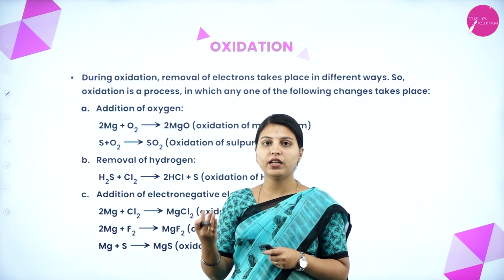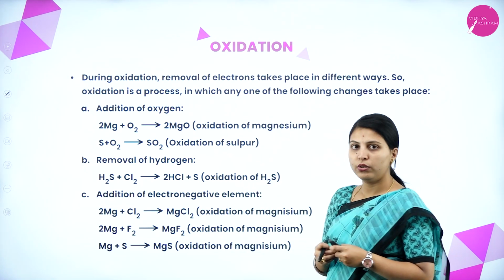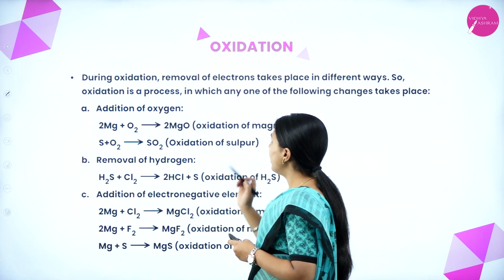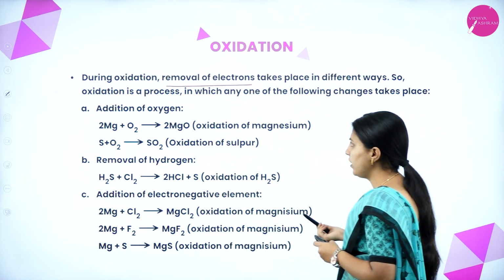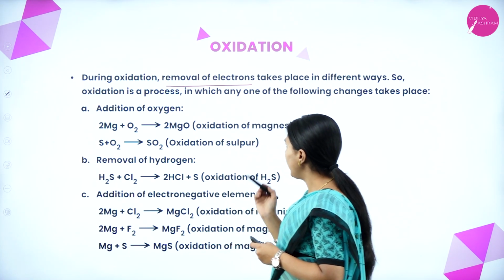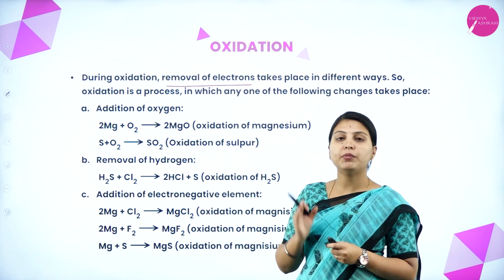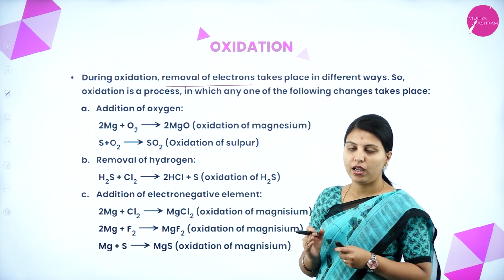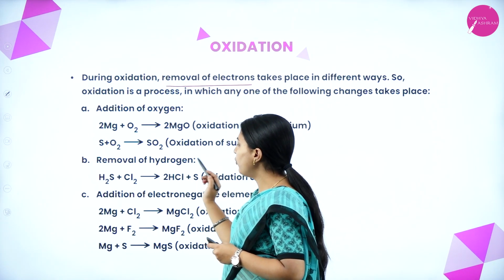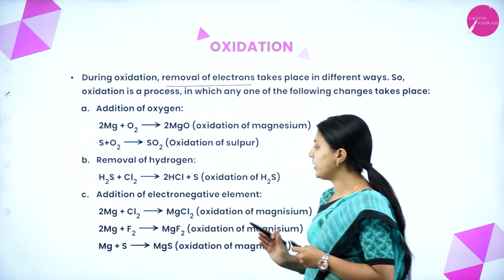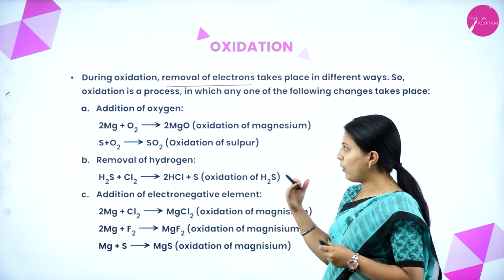This oxidation process you have seen in your previous classes also. We'll see it now. During oxidation, removal of electrons takes place in different ways. So, oxidation is a process in which any one of the following changes takes place. Addition of oxygen, removal of hydrogen, addition of electronegative element and addition of electropositive element will be seen. We'll see one by one.